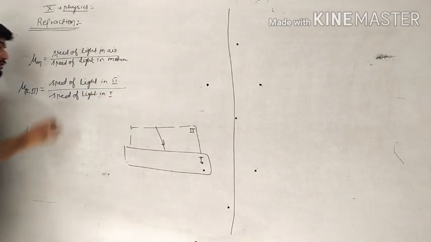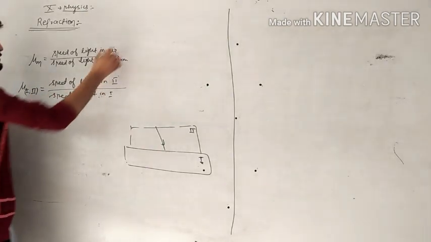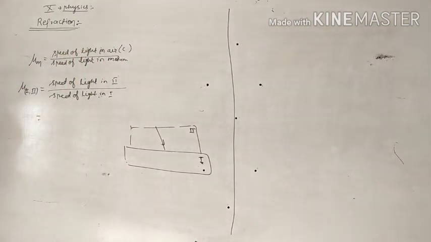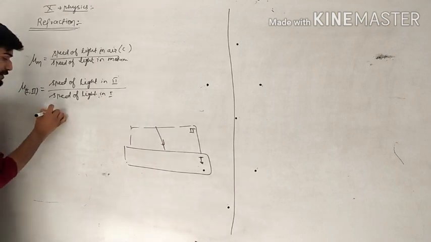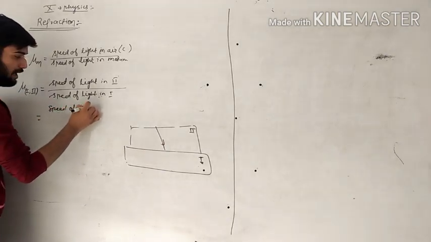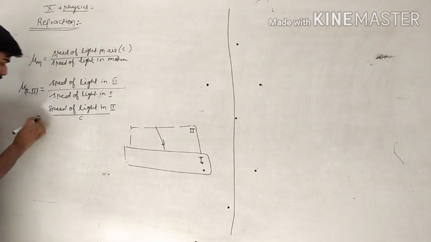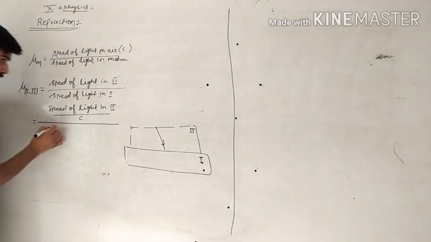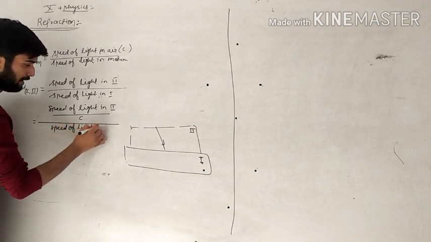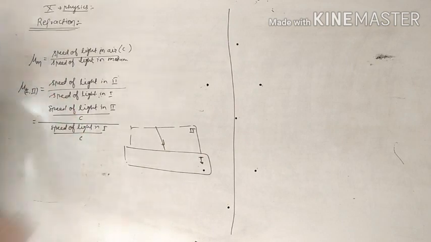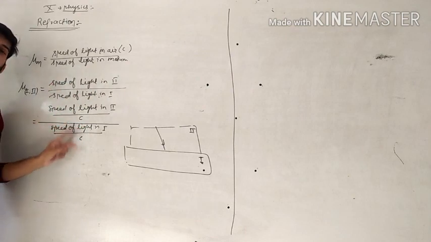Further, if you want to solve this expression, just divide the numerator and denominator by c. Speed of light in air is denoted by small c. So divide both numerator and denominator by c: the speed of light in the second medium divided by c, and this whole divided by the speed of light in 1 divided by c. This division will not affect the expression, since both will cancel each other out.